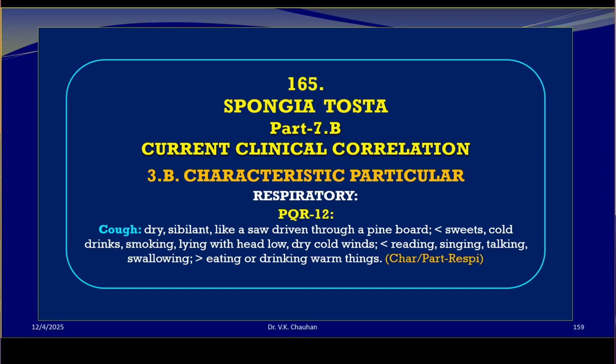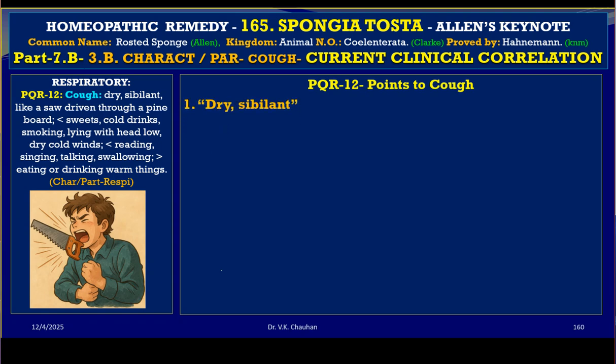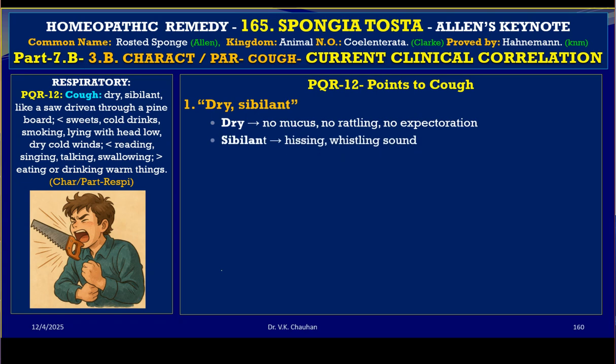And the next constellation comes from PQR 12: cough dry, sibilant like a saw driven through a pine wood, worse sweets, cold drinks, smoking, lying with head low, dry cold winds, and aggravated by reading, singing, talking, swallowing, better by eating or drinking warm drinks or warm things. So friends, the dry sibilant cough, where we find no mucus, no expectoration.